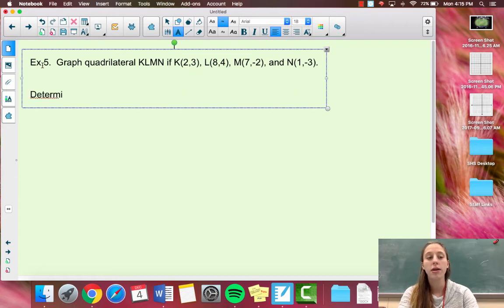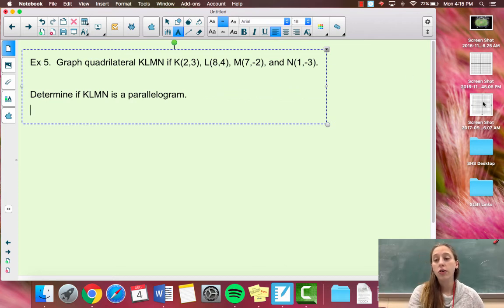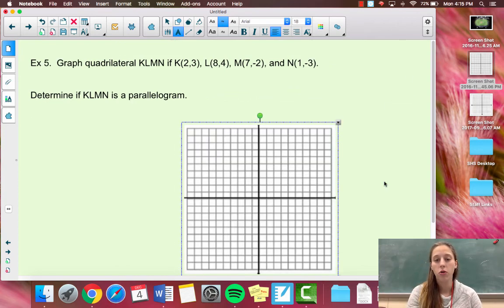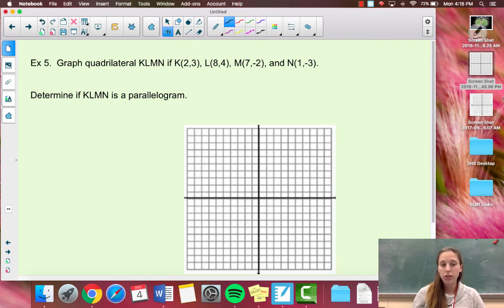And then it says determine if KLMN is a parallelogram. Okay, so first, let's graph it. I'm going to pull up my grid here. So if we graph these 4 ordered pairs, we go to 2, 3. There's K. Always make sure you label your points.